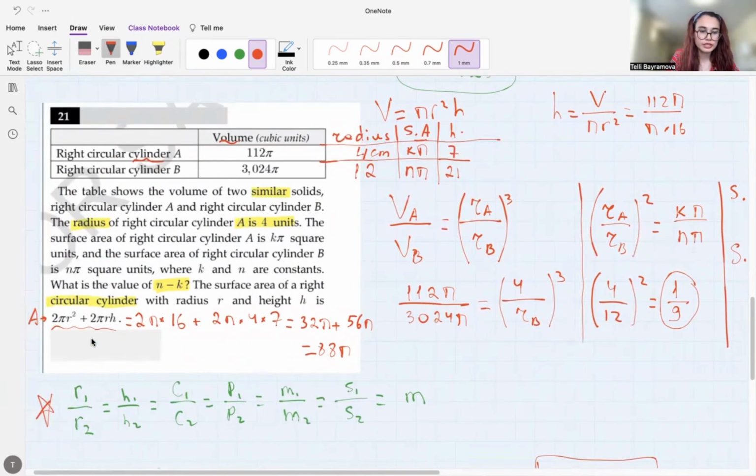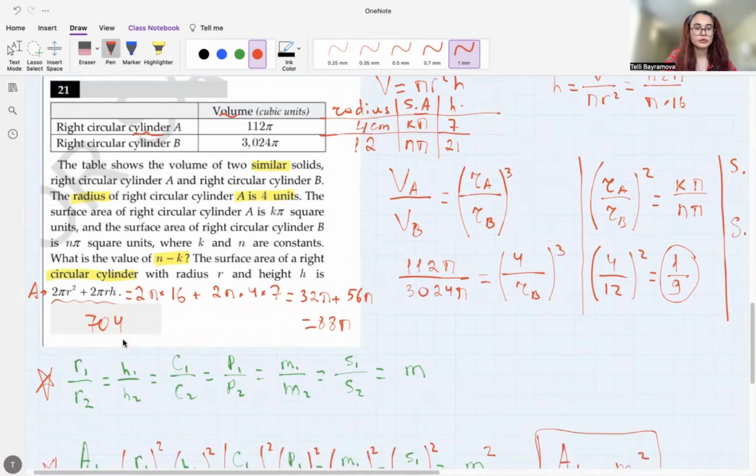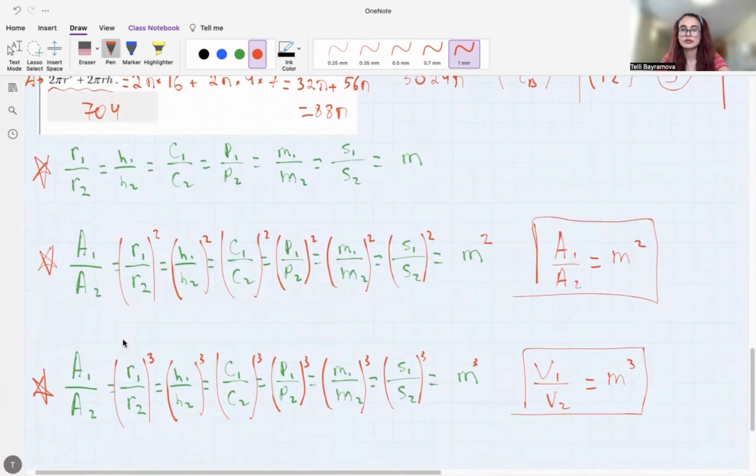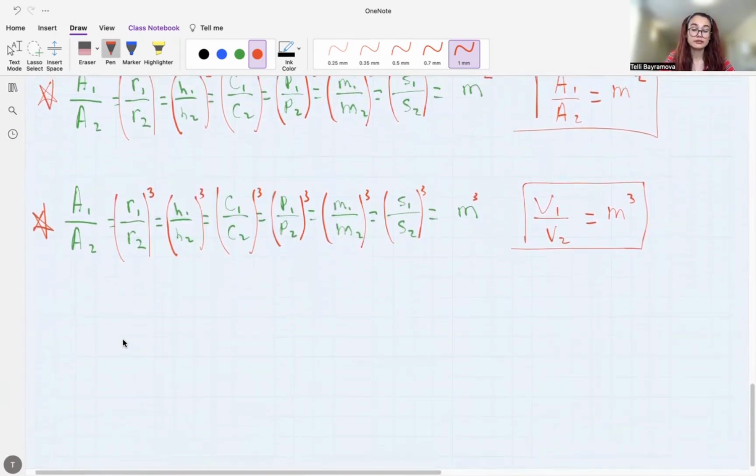Okay, for this question, you need to know these ratios. Now let's look at the last question. Again, I want to cut and work on it. If you didn't understand question 21, feel free to ask me again, okay?